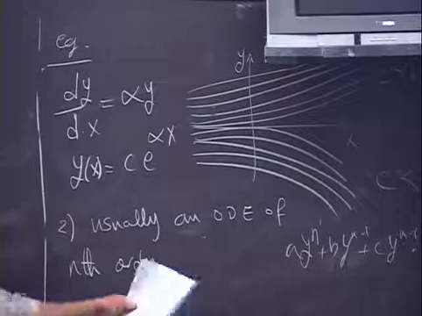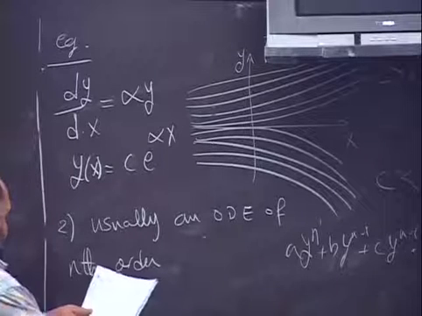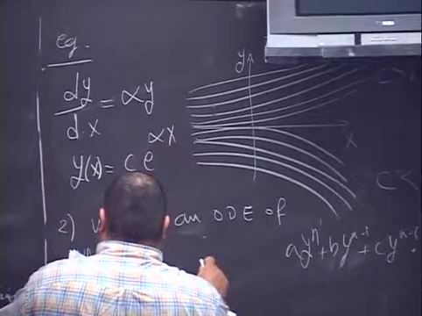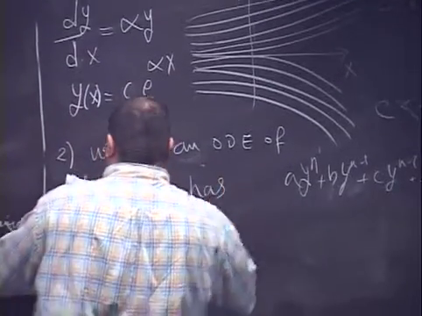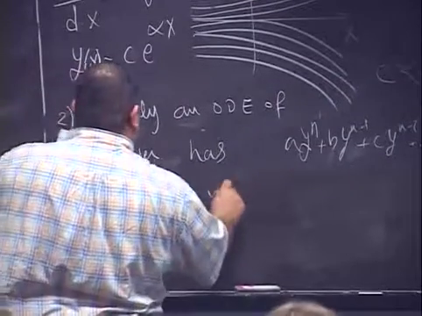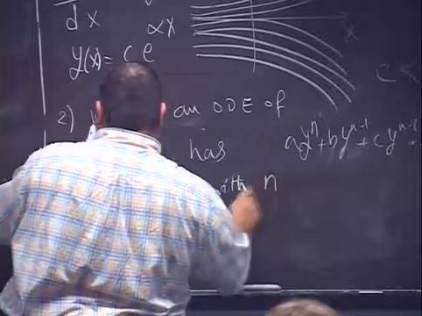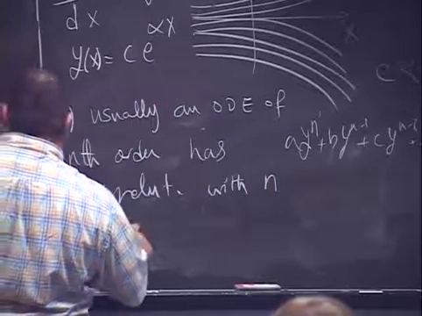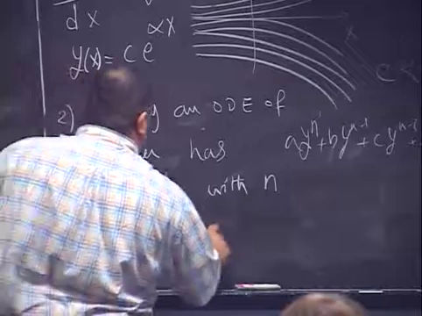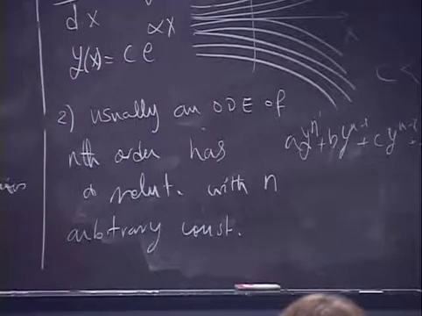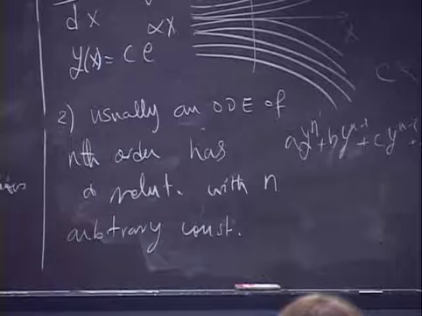So we will see here that if we have an nth order equation, it has a solution with n arbitrary constants. So let's see an example here.